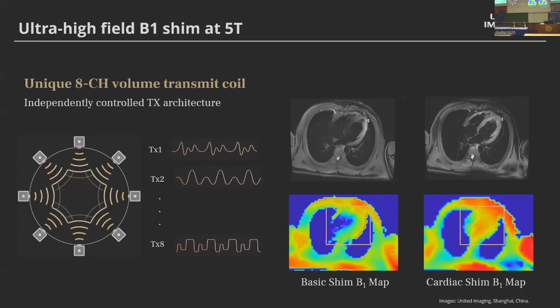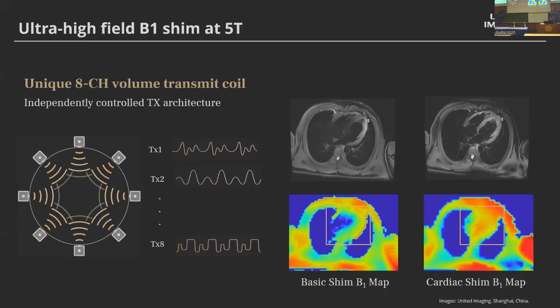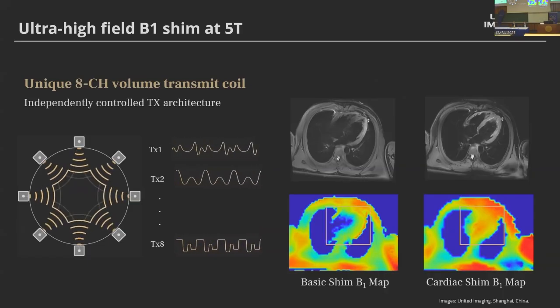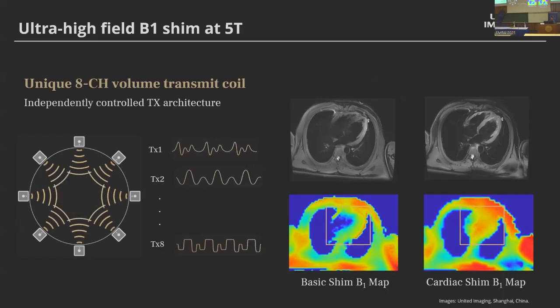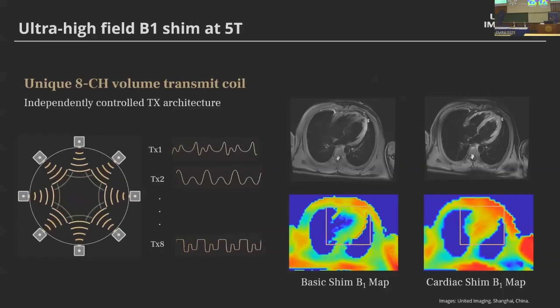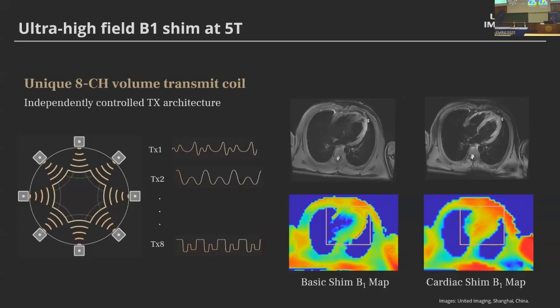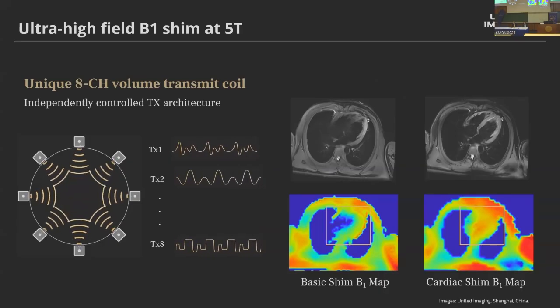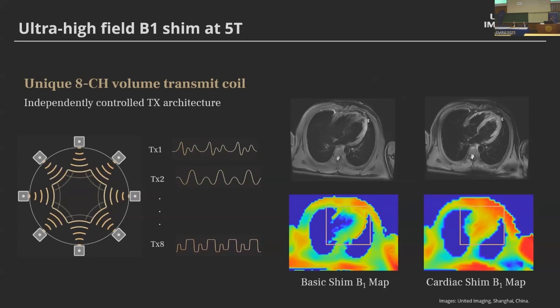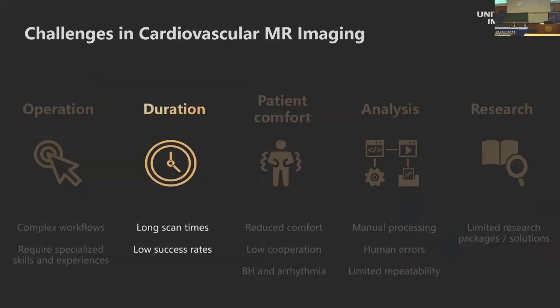What I'm going to show is that on the 5T system, apart from the AI shimming and easy scan features, the 5T system also has a dedicated cardiac imaging B1 shimming solution, which includes a unique 8-channel volumetric transmit coil, and each channel can be individually controlled to achieve uniform B1 distributions over the heart.